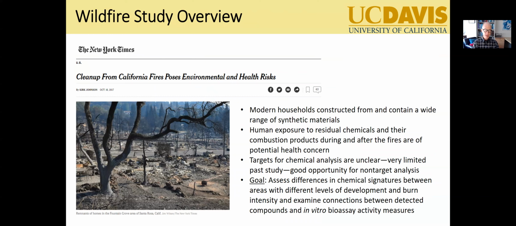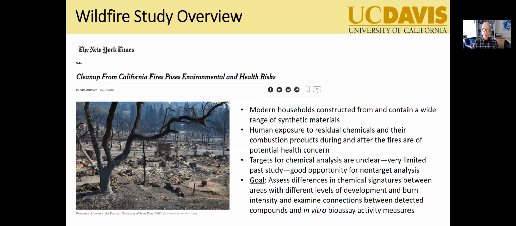So this wildfire study grew out of the firestorm in 2017 in California. And in the aftermath of those fires, there were a lot of questions about how safe it was to go back in and effectively sift through these ashes. We know that obviously a home fire is one thing, but an entire neighborhood burning down at very high temperature in a wildfire is another.